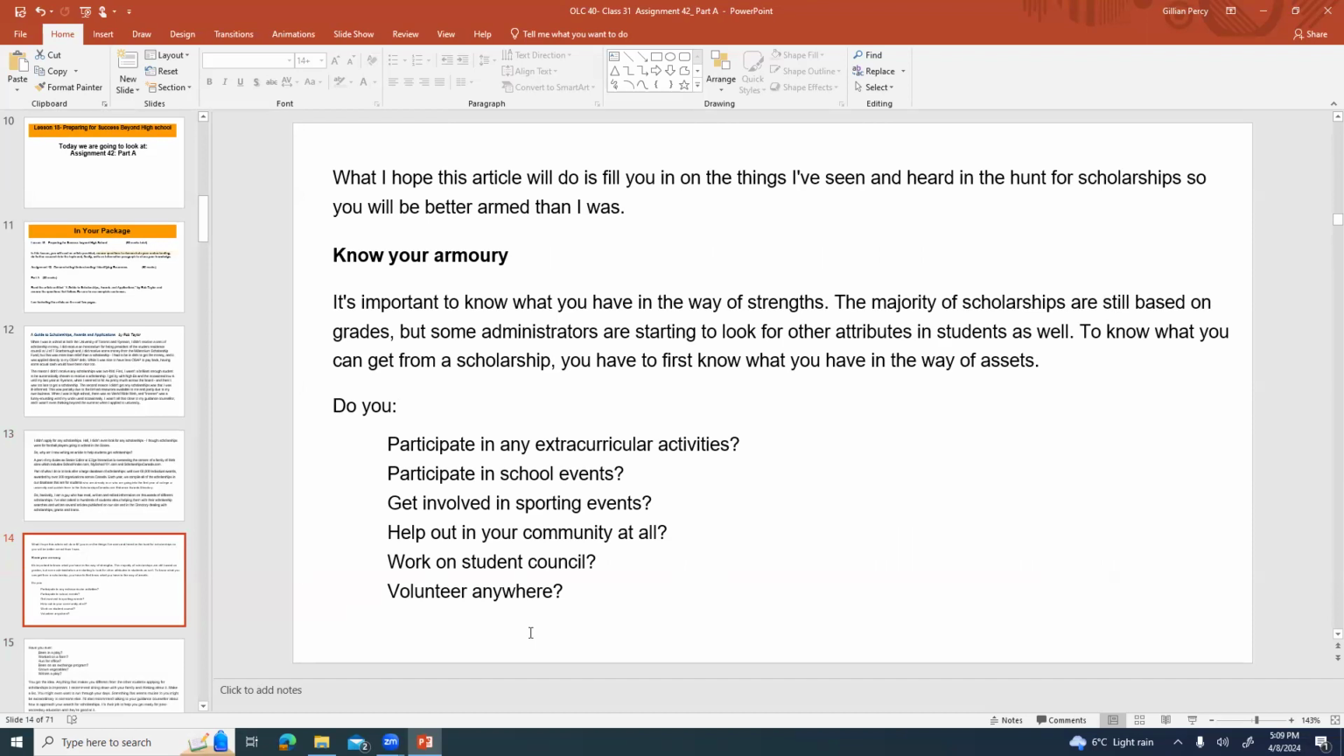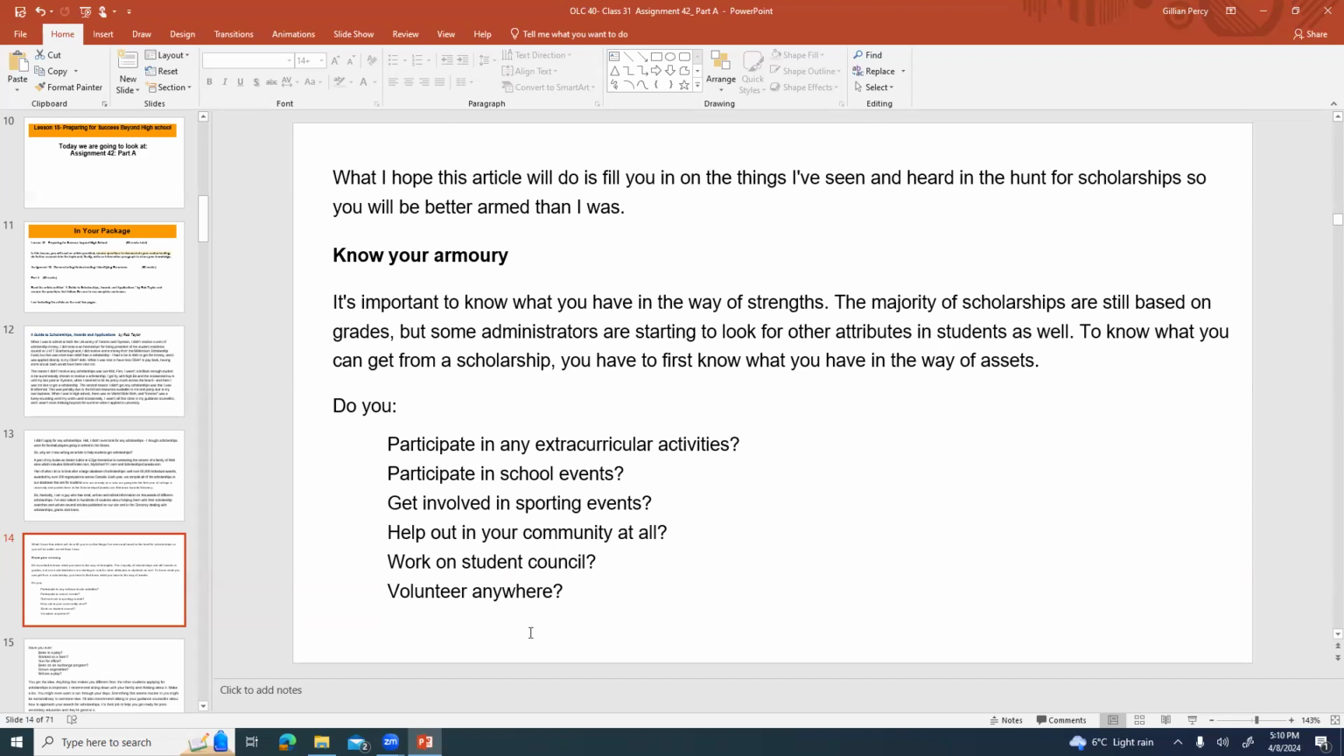Know your armory. It's important to know what you have in the way of strengths. The majority of scholarships are still based on grades, but some administrators are starting to look for other attributes in students as well. To know what you can get from a scholarship, you have to first know what you have in the way of assets.